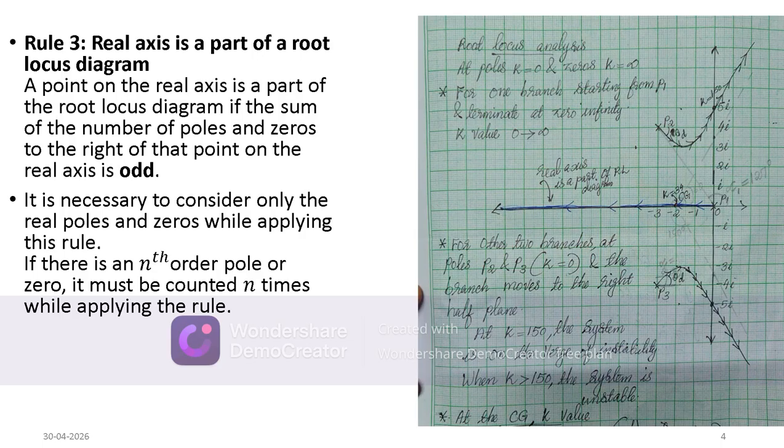If it is an odd number, then that part of the real axis is a part of a locus diagram. So if I consider a point to the right side of 0, there are no poles and zeros, so that part is not a part of a locus diagram. When I consider a test point here, to the right of this point, one pole is present, which is an odd number, so this part is a part of a locus diagram, and that I highlighted with a blue pen.